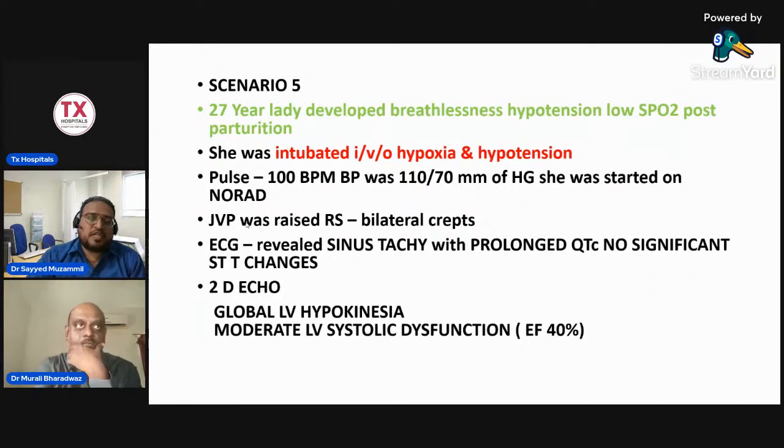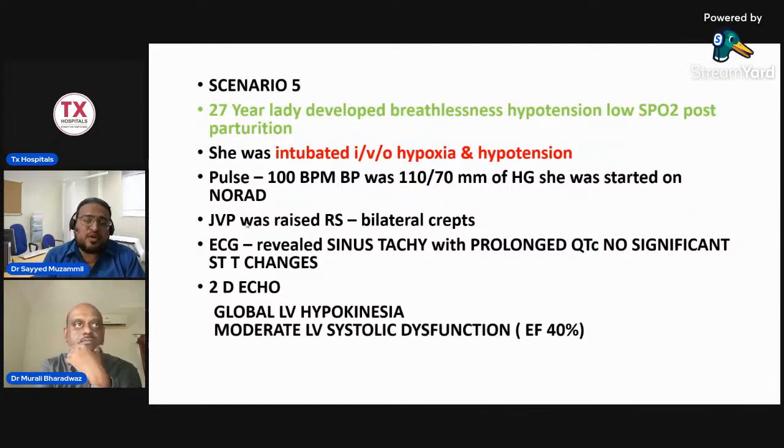So her pulse was 100 beats per minute, blood pressure was 110 by 70 mm of Hg, and she was started on IV noradrenaline infusion. When I reached there, I found that she was having raised JVP, and there were extensive bilateral crepitations in the lung fields. Her pre-labor ECG was normal, but post-parturition ECG showed sinus tachycardia with prolonged QT interval, but there were no significant ST-T changes in the ECG.